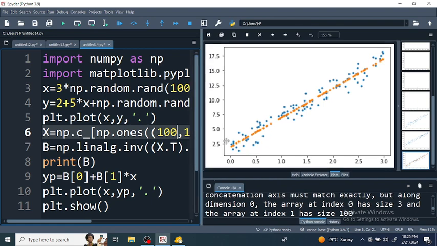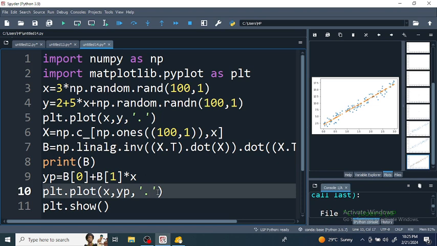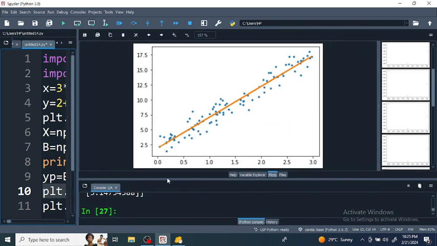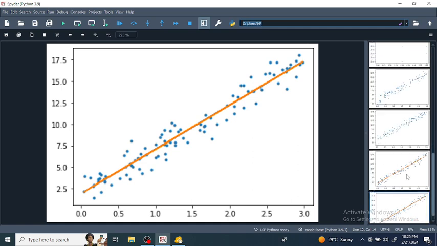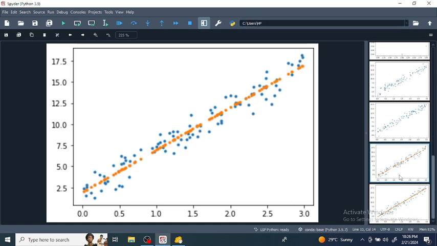If you remove the dots from this, then you can see you get the line. This is the line passing through the given data, and this is the scatter diagram. Blue points represent the actual values, and the red ones represent the values calculated using the linear regression line.